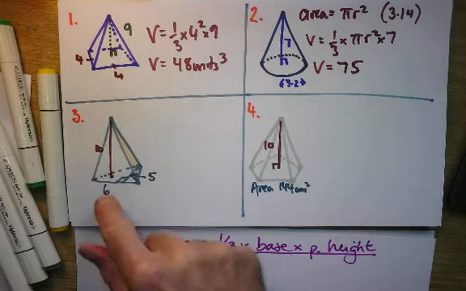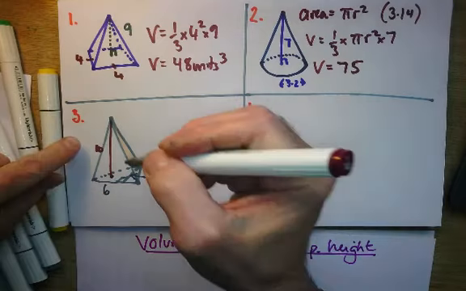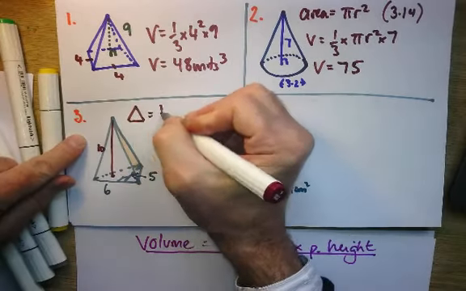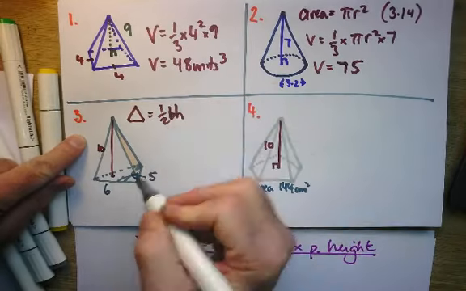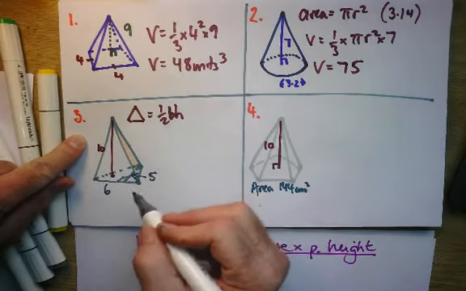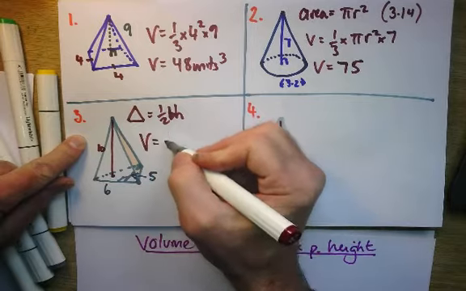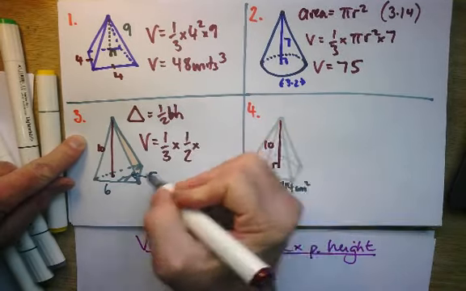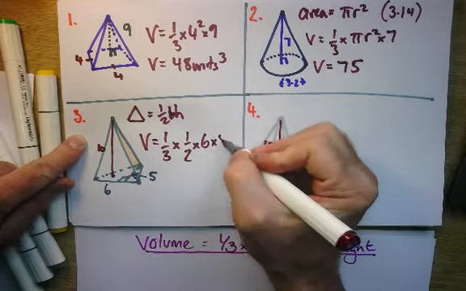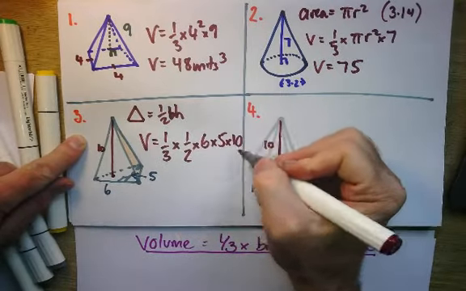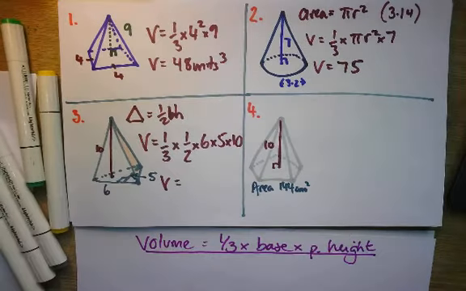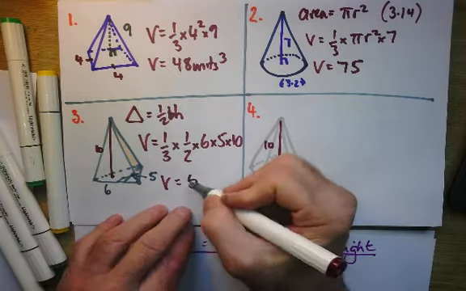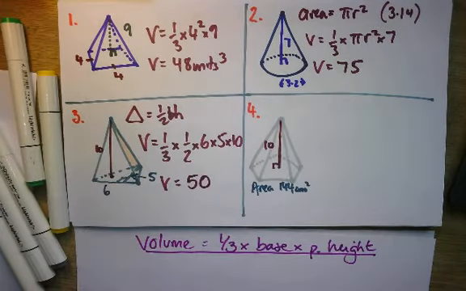Here we've now got a triangular base. So we've got to remember the area of a triangle is going to be 1/2 base times height. Now that height is that h there that we're talking about. So the volume here is going to be 1/3 times the area of the base, which is 1/2 times 6 times 5, times the height, 10. Looks complicated, but actually you can put all this into your calculator, and again rounding it to a whole number comes to 50.